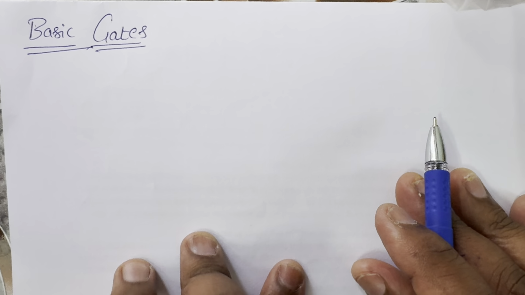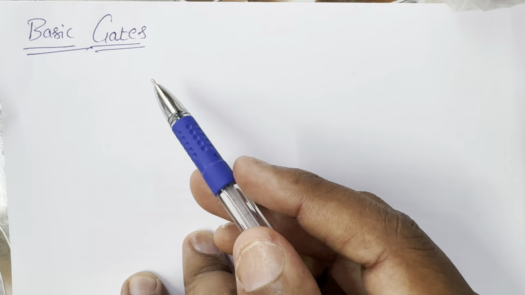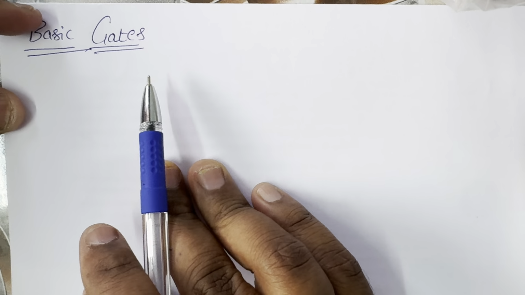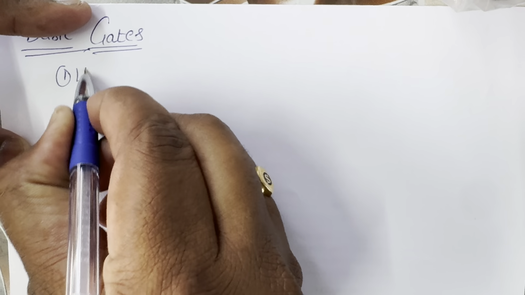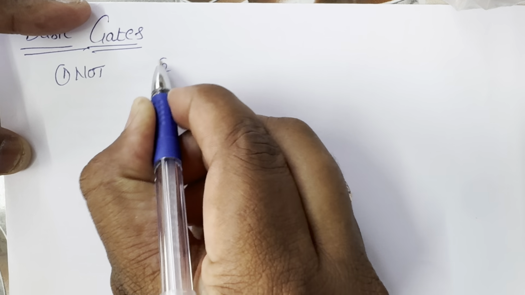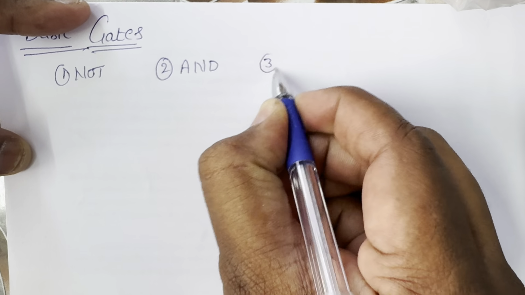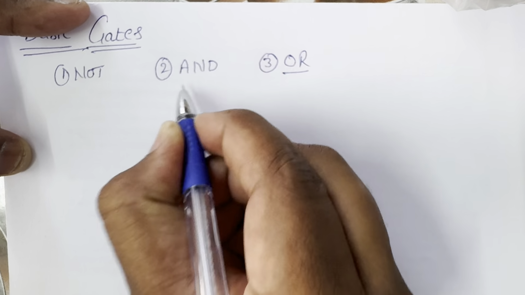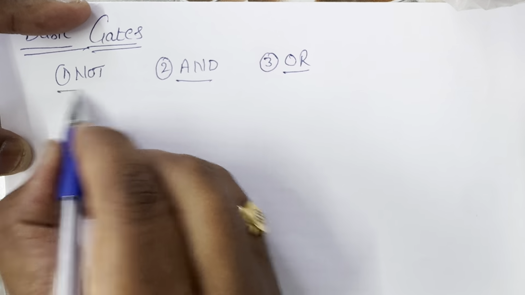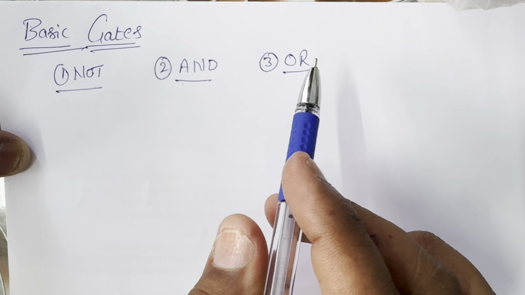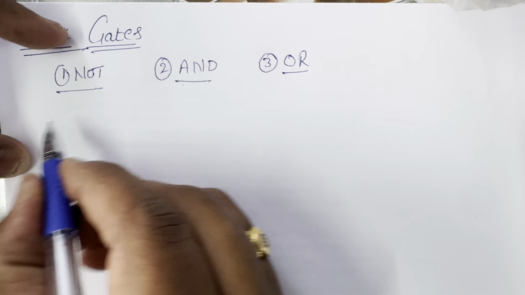Now we'll discuss basic gates. We have already discussed that the basic gates are classified into three types. The first one is the NOT gate, the second one is the AND gate, and the third one is the OR gate. These are the three types of basic gates. Now we will discuss these three basic gates in detail. First, I am going for the NOT gate.